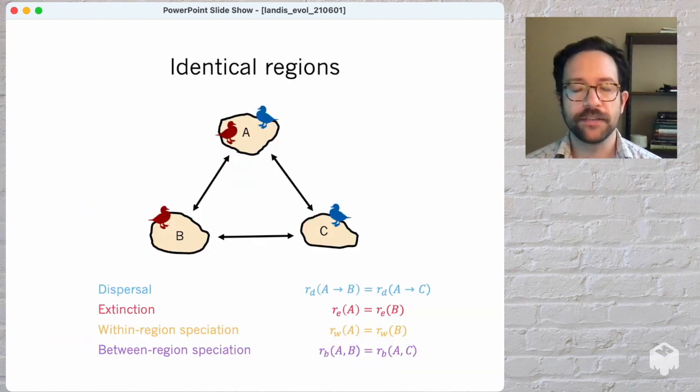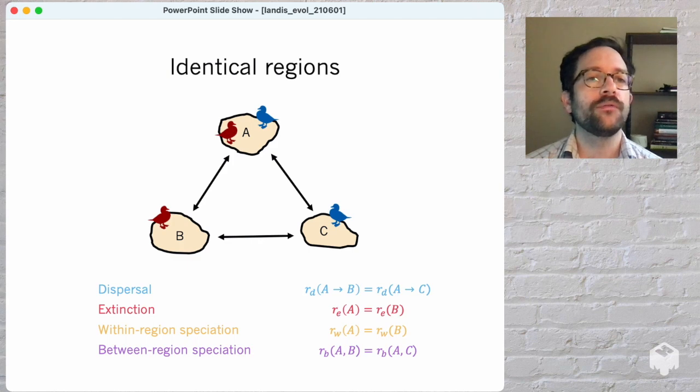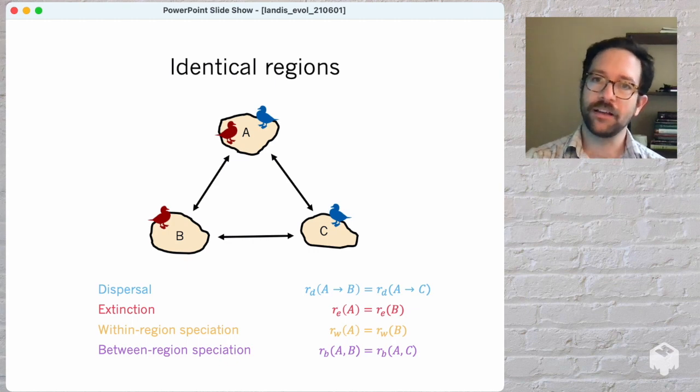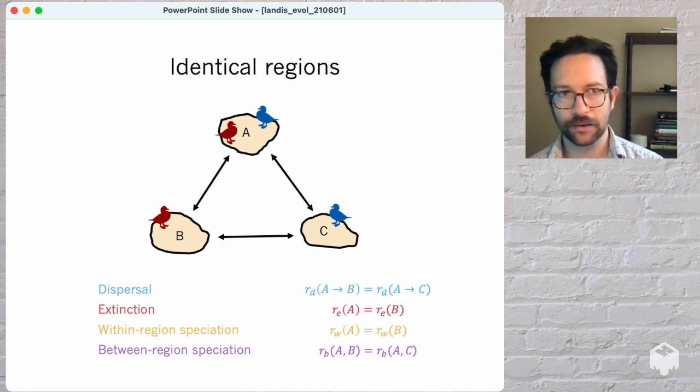Now, most biologists, if I gave them a simple geographical system such as this, where all regional features were identical to one another, might think that the dispersal rates are probably equal to one another on the basis of geography alone, because distances are equal to one another. Extinction rates might be equal to one another because sizes are equal to one another, and so forth.